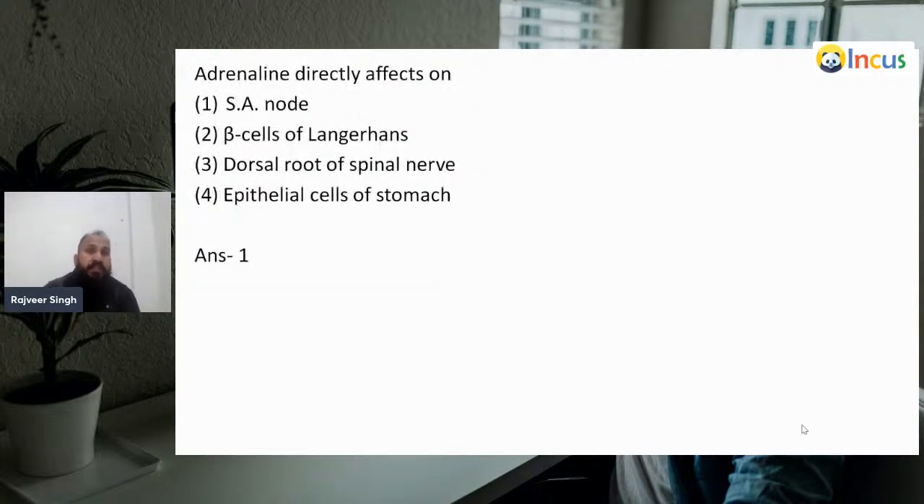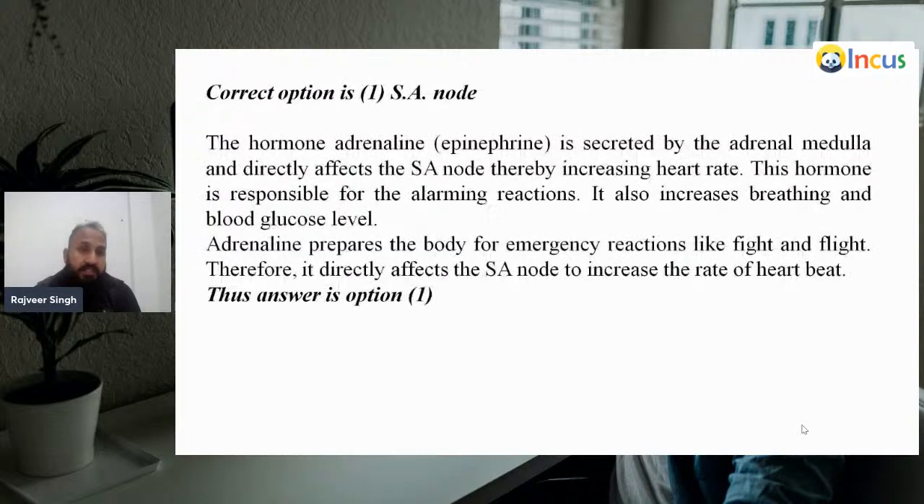First is the right answer. Next one: adrenaline directly affects the SA node, beta cells of Langerhans, dorsal root of spinal nerve, or epithelial cells of the stomach. Yes, definitely we can say our answer will be the first. SA node is the right answer.